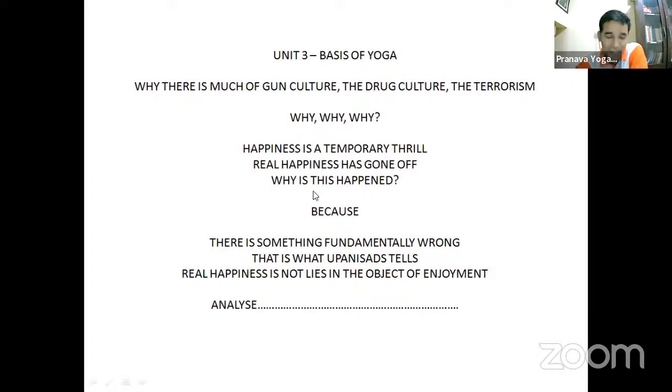Yes, yes. We'll see that in the coming slides, how it is. That's what we are seeing in the next slides. Happiness has become a temporary thrill for all of us. Real happiness has gone off. Why has this happened? Because there is something fundamentally wrong, as Raghu sir is mentioning. There is something fundamentally wrong. That is what the Upanishads tell us. Real happiness does not lie in the objects of enjoyment, then where is it? Analyze.